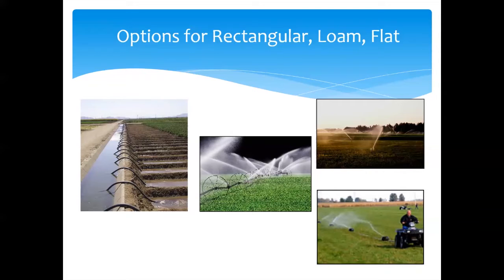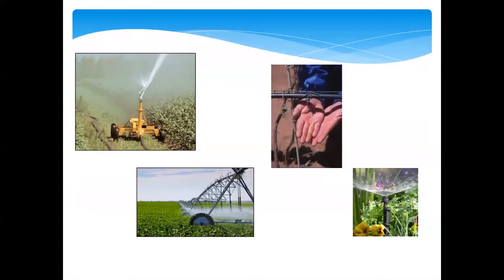Wheel line sprinklers, solid set, pods, a lot of different things you can use. A big gun on a cart that's being pulled around. A drip system. A wheel line, or a center pivot, or a linear move that moves automatically. It's like an automatic wheel line. Those sprayers under your orchard.